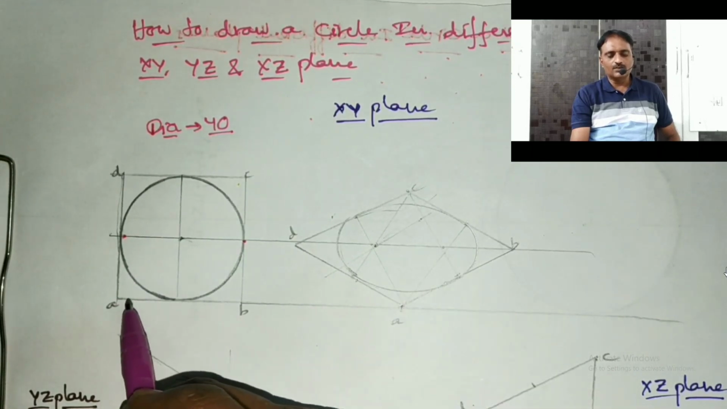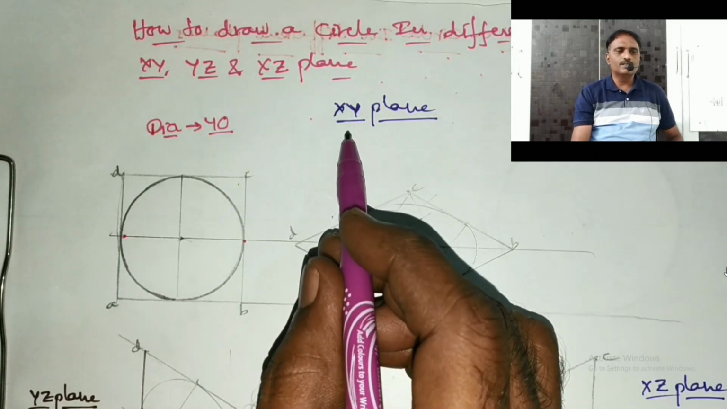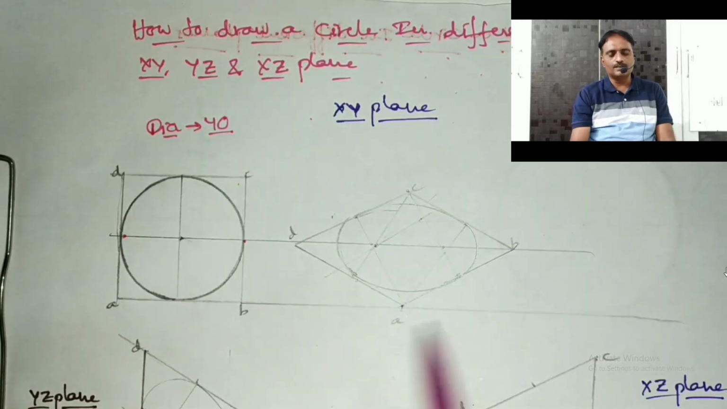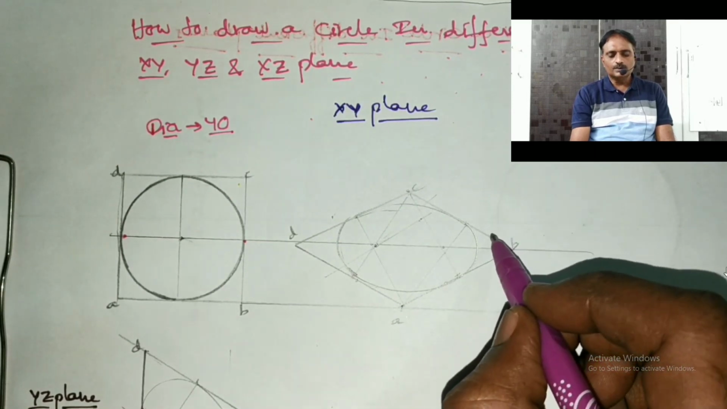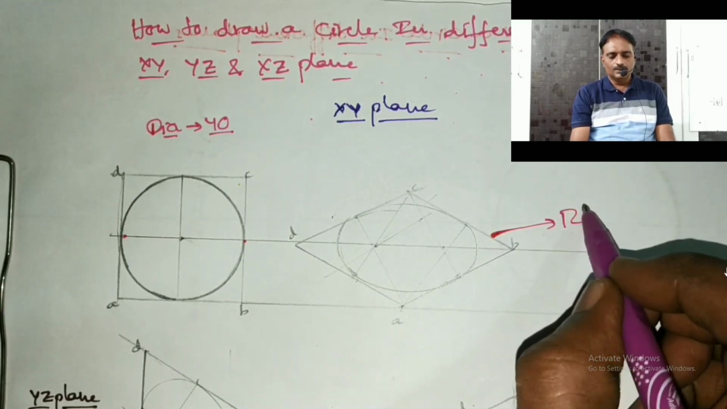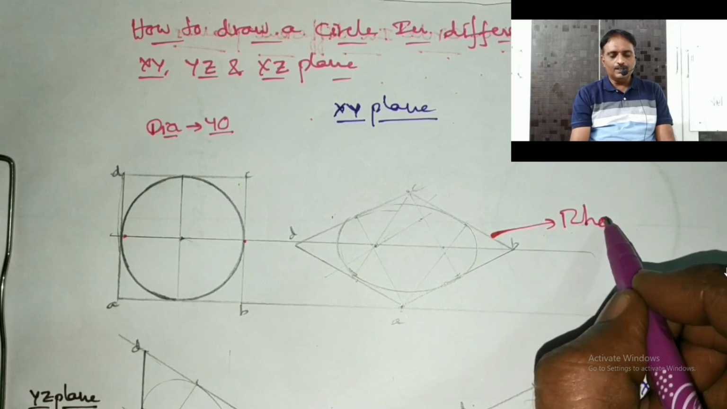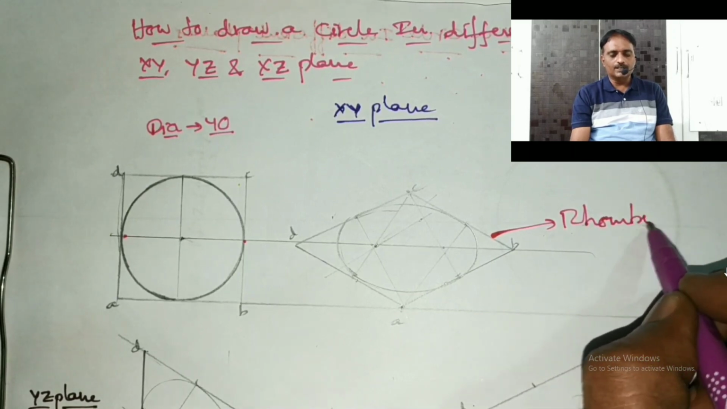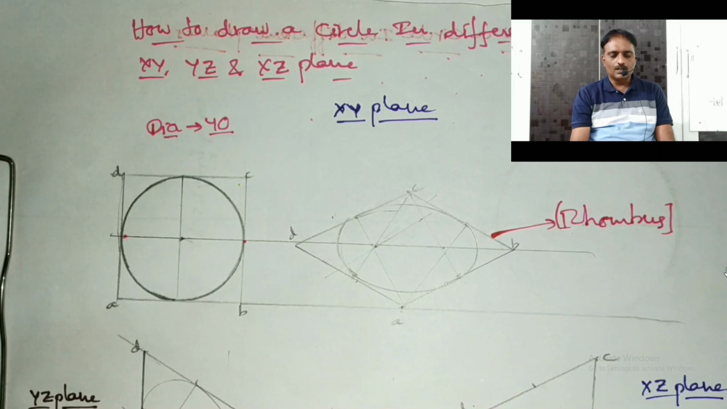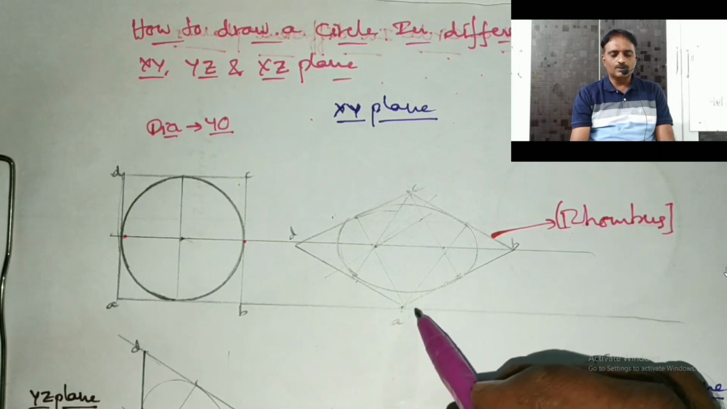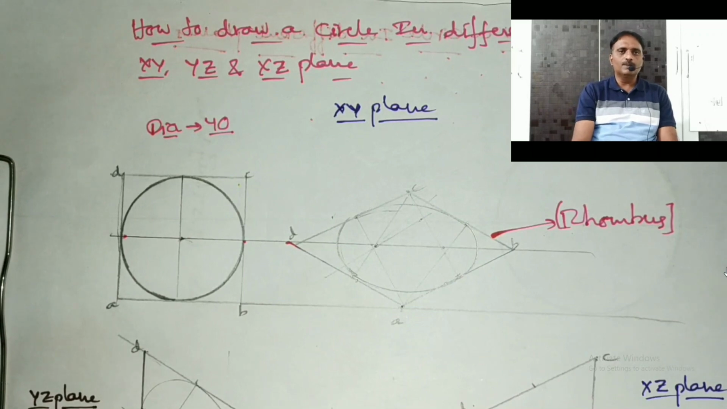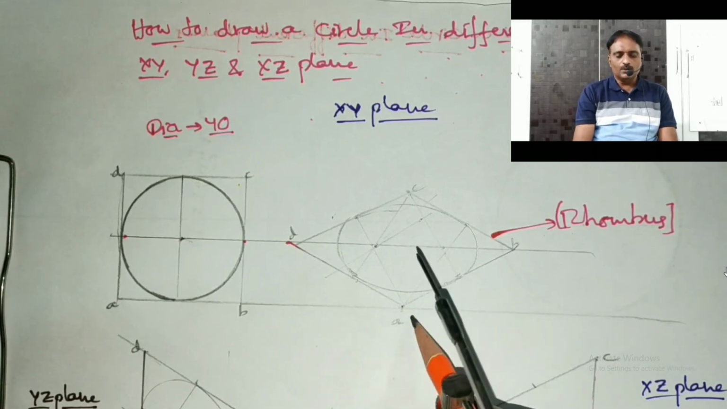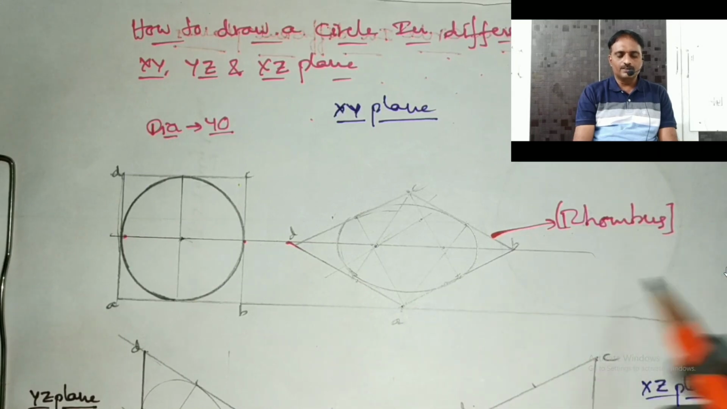Now consider the xy plane. In order to represent this circle in the xy plane, first of all we have to construct the rhombus. So here AB and AD will make 30 degrees with respect to the reference line, and we have to complete the rhombus of length 40 units, which is the diameter of the circle. After that, locate the midpoints of all the sides.